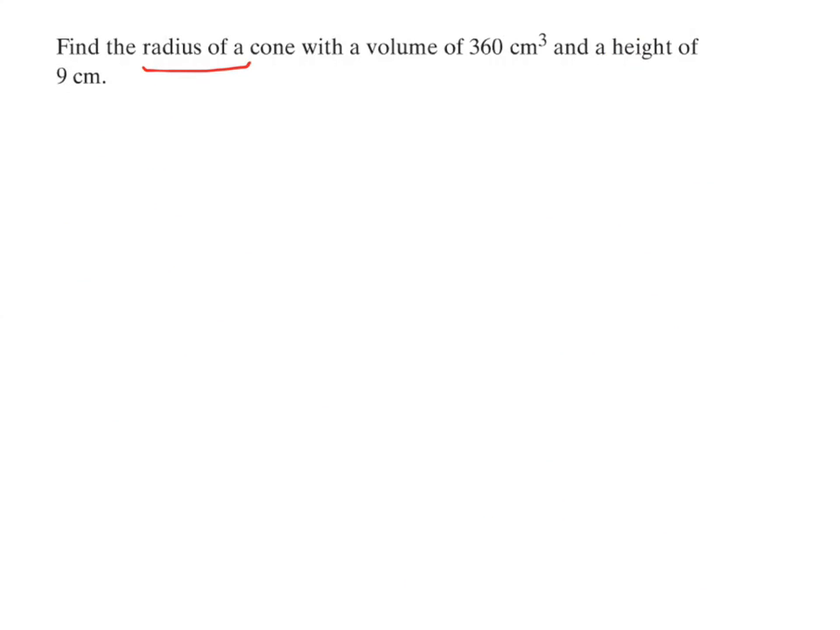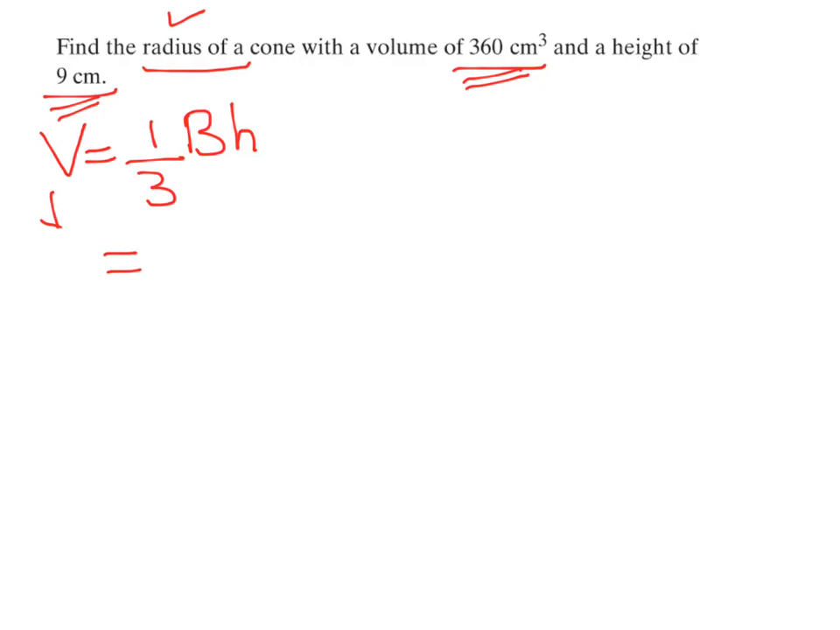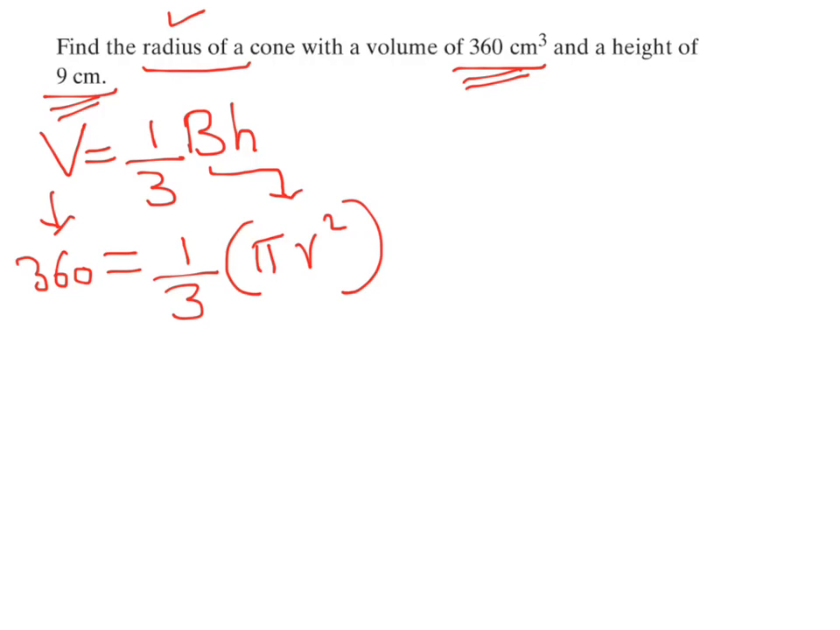Find the radius of a cone with a volume of 360 centimeter cube and a height of 9 centimeter. So the volume of the cone is given and the height of the cone is given. We need to figure out the radius of the cone. The formula to find the volume of a cone is 1 over 3 area of the base times height. And we know the volume of the cone, 360, is equal to 1 over 3 times the area of the base, which is the area of the circle, pi r squared. We don't know r. We need to find out.